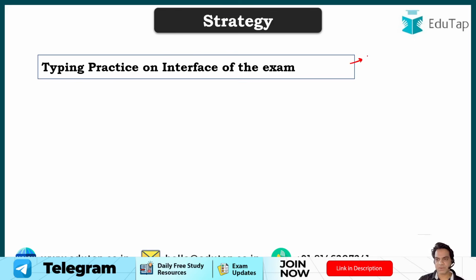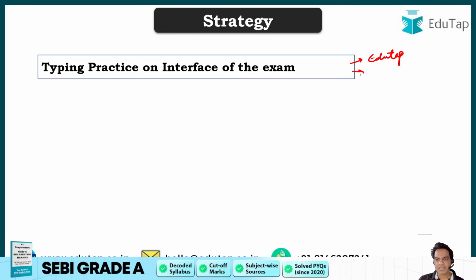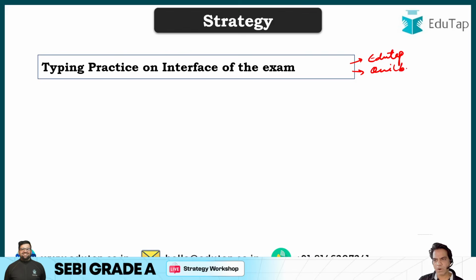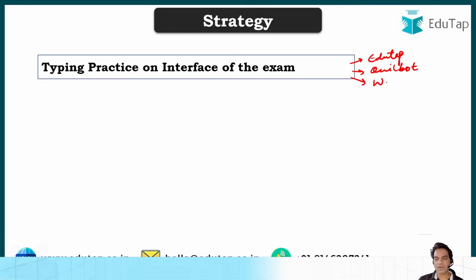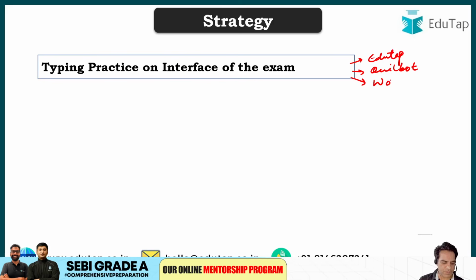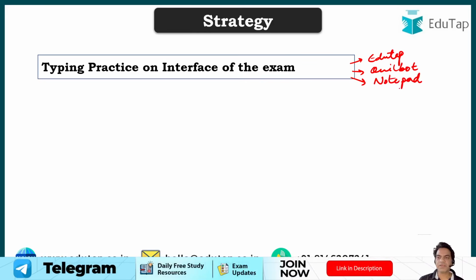Number one, guys, we now have that interface on our platform as well. When you take your full-length mock test, the interface is exactly similar to your exam. Then there are some websites as well, guys. For example, there is a website by the name Quillbot. On quillbot.com you have an interface similar to your exam, or you can also use Notepad, not Word, sorry, Notepad. You can use Notepad on your computer or laptop to practice it.